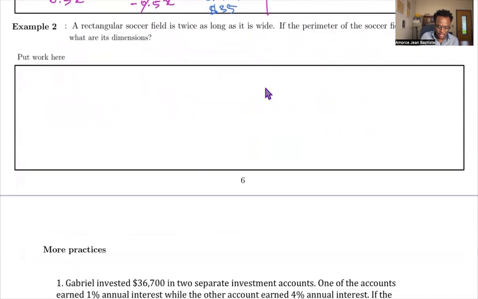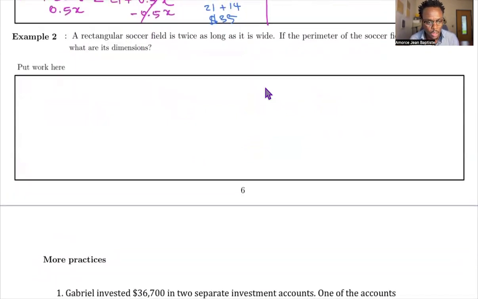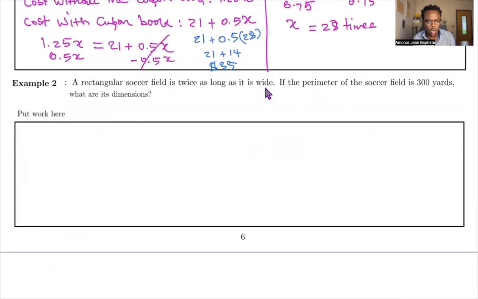Let's try this next example. In this next example, we might want to sketch a little graph, or sketch a little shape, because it talks about a rectangular soccer field. Since it says a rectangular soccer field, you read it and then you reread it, make sure that you can interpret it. A rectangular soccer field is twice as long as it's wide. If the perimeter of the soccer field is 300 yards, what are the dimensions?